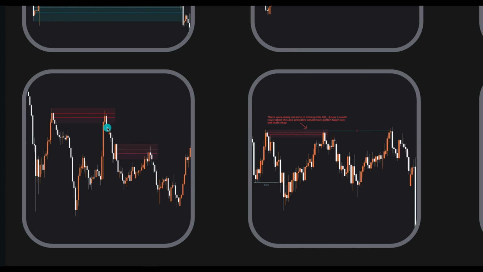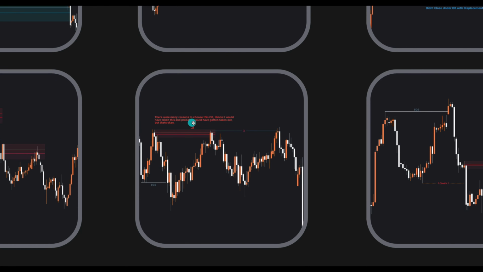And here for our bearish scenarios. You can see the order block here, price came up, reacted to it, came down here, price came up, reacted to it. That's also another way to mark up structure if you like. There are many reasons to choose this order block. I know I would have taken this and probably would have gotten taken out, but that's okay.